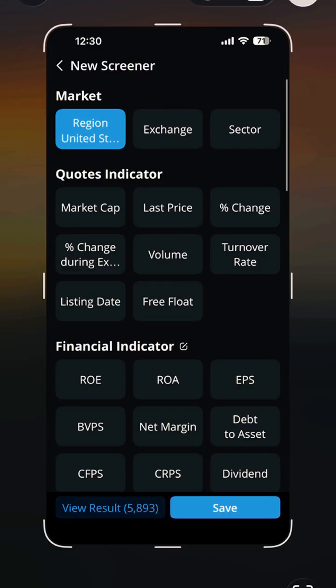But yeah, it's going to filter everything down to only opportunities that match the exact setup that you're trying to trade. This is what professional traders do to find consistent plays, y'all. They don't guess. They screen and then they trade.